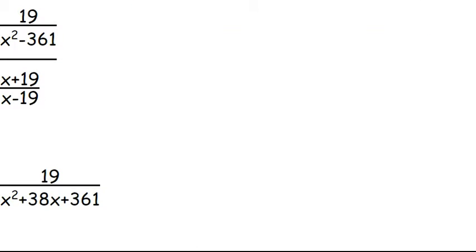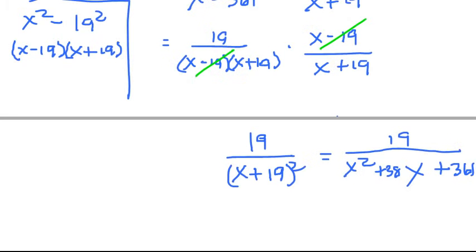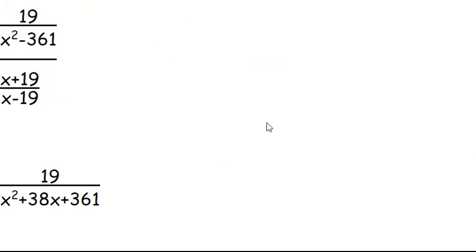Yep, I did. I multiplied it out. 19 over x squared plus 38x plus 361. Yeah, that's legal. You can write it like that too.